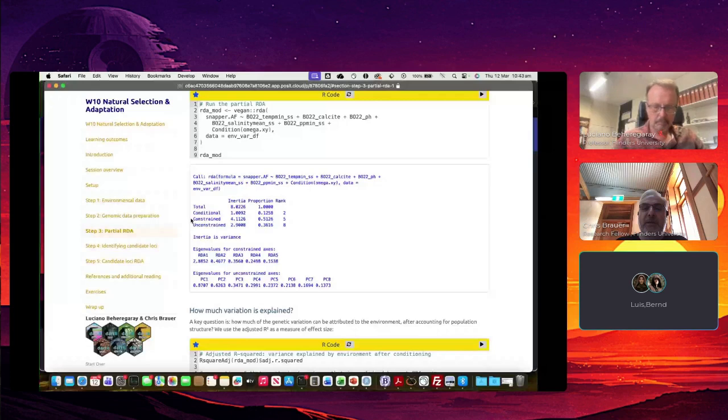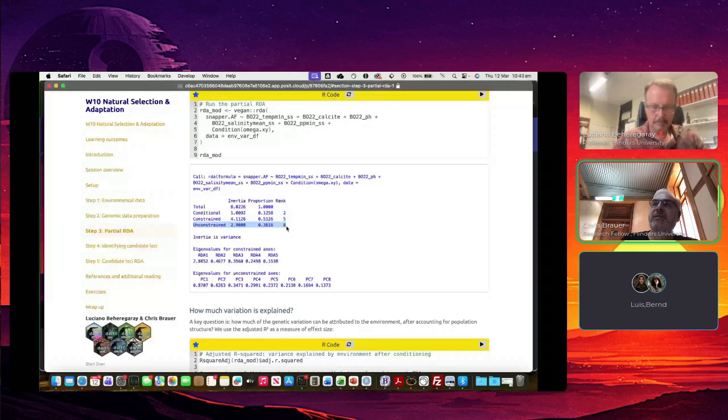The constrained proportion, that's the bit that we're interested in. So this is the proportion of your allele frequency data that is explained by your environmental variables in the model. And that's after partialing out the variance associated with the neutral population structure.